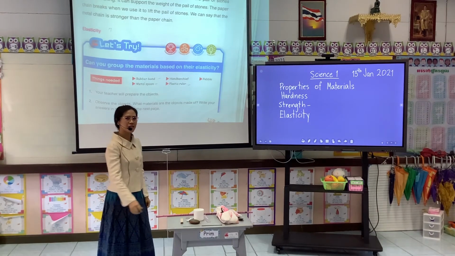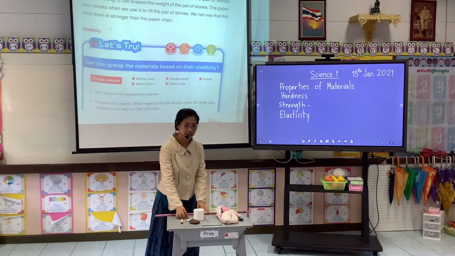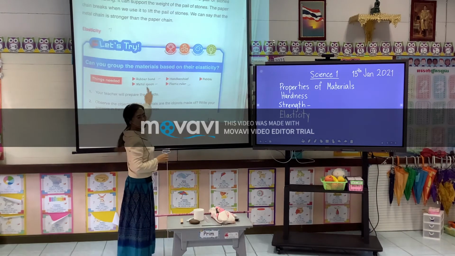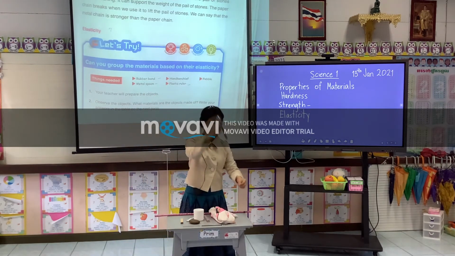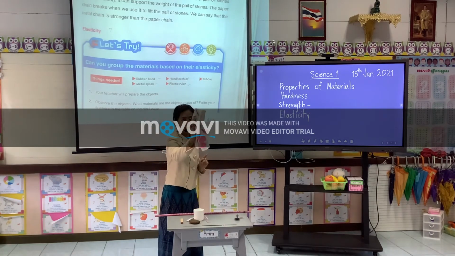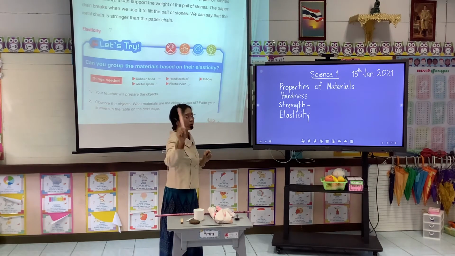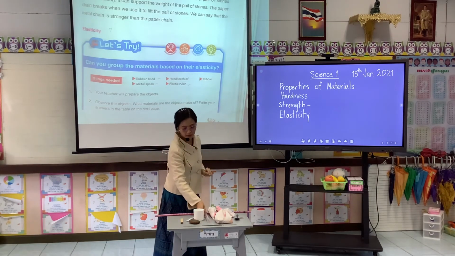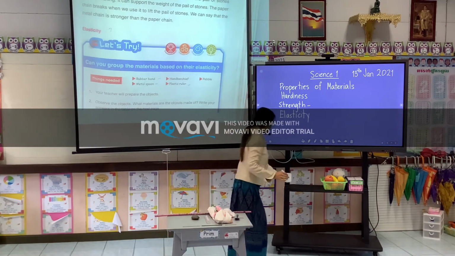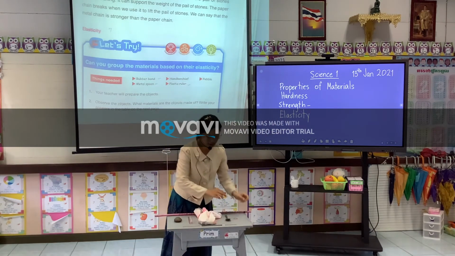Alright, so the materials that we need for this activity: we have a rubber band, a metal spoon, a handkerchief or cloth, a plastic ruler, and a pebble. We don't have a pebble, so a stone can do. Alright? So here are our materials.